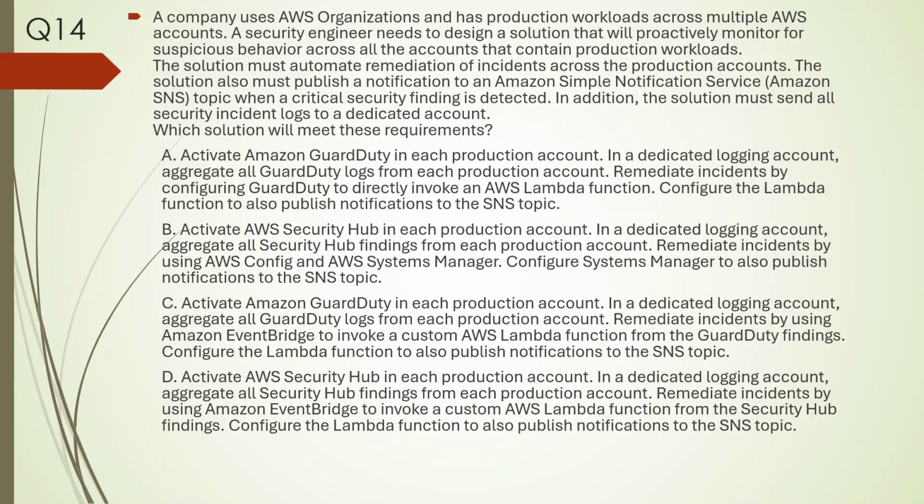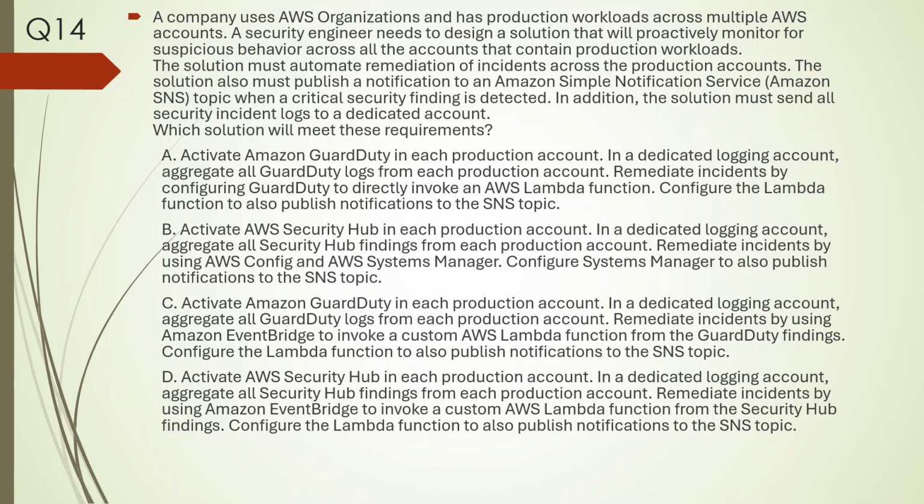A company uses AWS Organizations with production workloads across multiple AWS accounts. The security engineer needs to design a solution that will proactively monitor suspicious behavior across all accounts that contain production workloads. The solution must automate remediation of incidents across production accounts. The solution also must publish notification to an Amazon SNS topic when a critical security finding is detected. In addition, the solution must send all security incident logs to a dedicated account. Which solution meets these requirements?